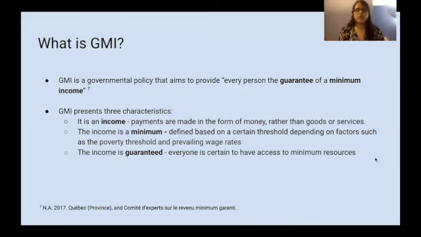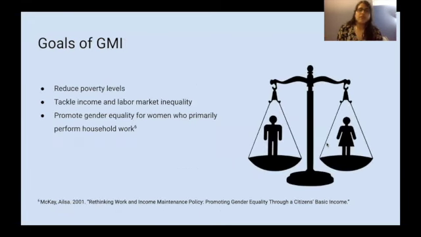Now, moving on to the goals of guaranteed minimum income. The main goals of this policy are to reduce poverty levels and tackle income and market level inequality. Since everyone who meets a certain threshold will qualify for the GMI, there will be a more equal playing field. Another goal to highlight here is that providing a basic income may be a way to promote gender equality.